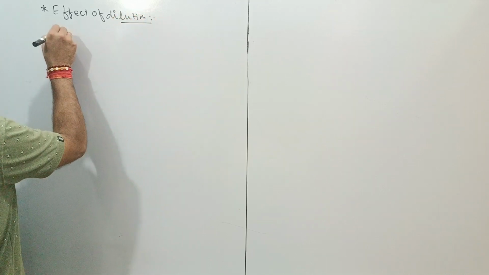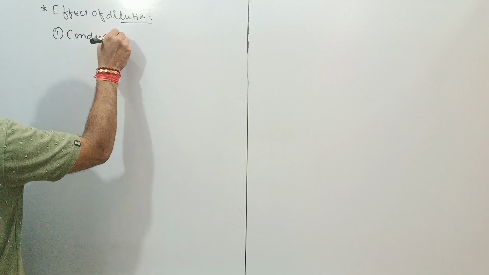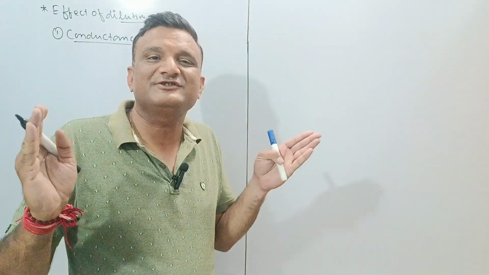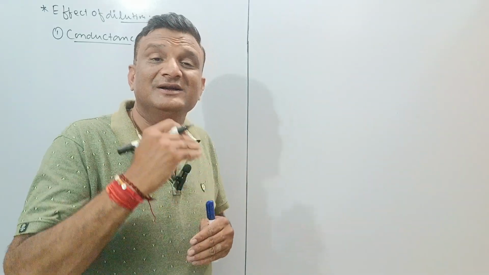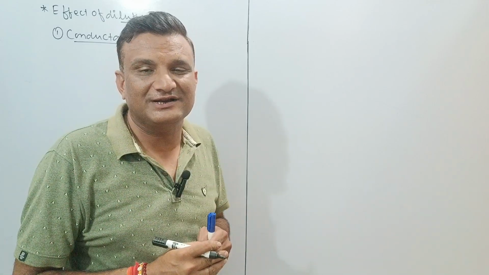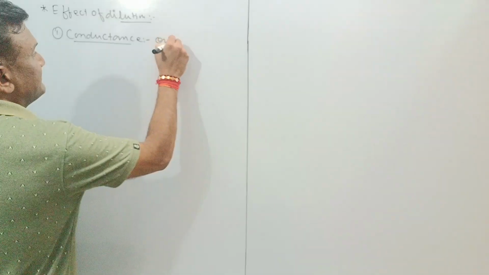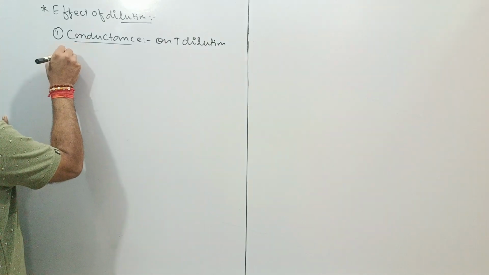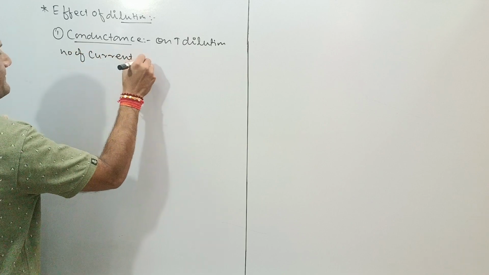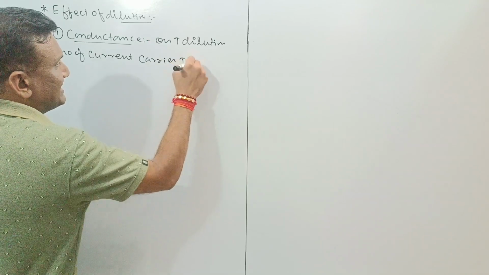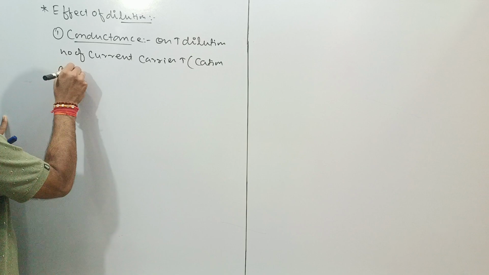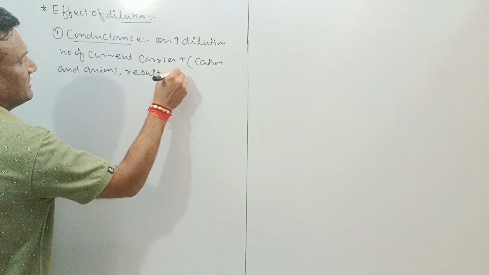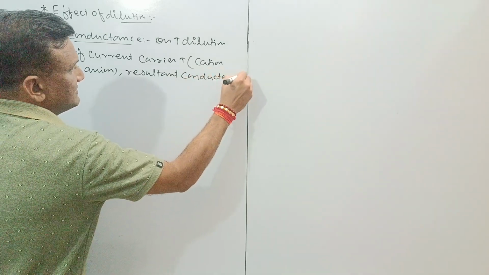If we go with the effect of dilution, first of all, the conductance. As you know, if you dilute any electrolyte, its dissociation will increase, and if dissociation increases, the number of particles formed will be greater, so current carrying will be greater, and conductance will also be greater. So we can say that on increasing dilution, the number of current carriers, cations and anions, increases, and resultantly the value of conductance also increases.